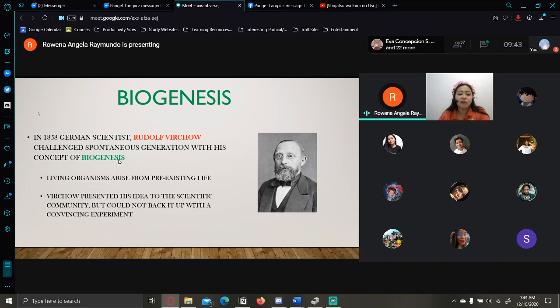Virchow presented the idea to the scientific community but could not back it up with a convincing experiment. So, dahil nga dun sa experiments nina Pasteur, napatunayan, so ito yung tinanggap ngayon na alternative hypothesis, which is biogenesis. So, sa kanya yung theory ng biogenesis, pero hindi kasi siya nag-experiment about it, ang nakapag-disprove ng theory ng spontaneous generation ay si Louis Pasteur. But the theory of biogenesis, the concept, is proposed by Rudolf Virchow, which says that living things arise only from pre-existing life or pre-existing living things.